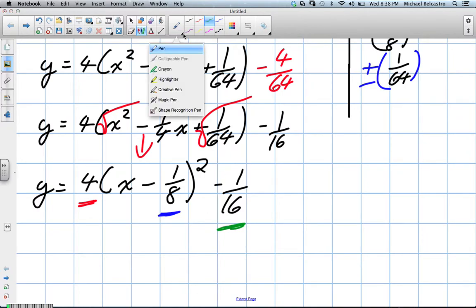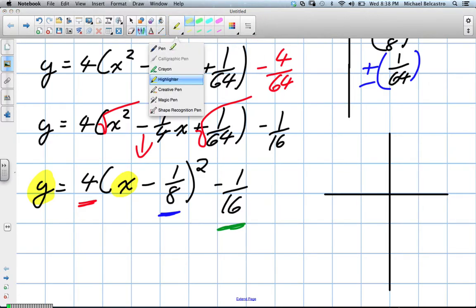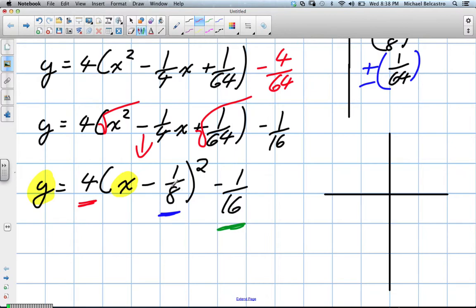What's great about this is now I have one y and one x variable, so I can work on finding the inverse of the function. I'm going to make a quick graph here just to give you an idea. This function has its vertex at positive 1/8 and negative 1/16, so it's probably something like that. And because a is 4, positive, it goes upwards and it's stretched. So it's something like this. We know the inverse function is going to be flipped over a 45 degree line, right?